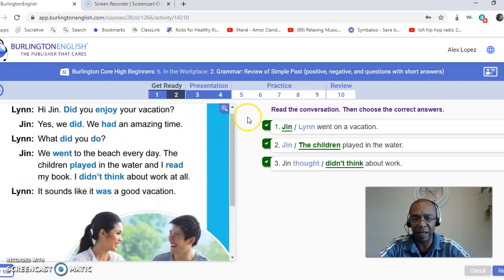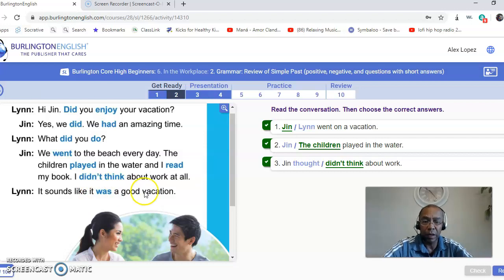Notice there's a lot of past tenses right here. The simple past is in there a lot. When you hear did, went is from the verb to go, the past tense of to go. We went. Played, past tense of to play. Notice this is a regular verb because all you do is add ed to it. Read, didn't, and was. Was is from the verb to be.